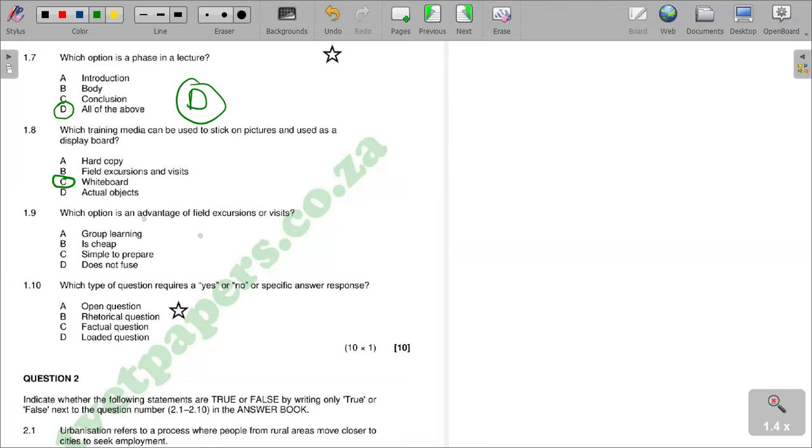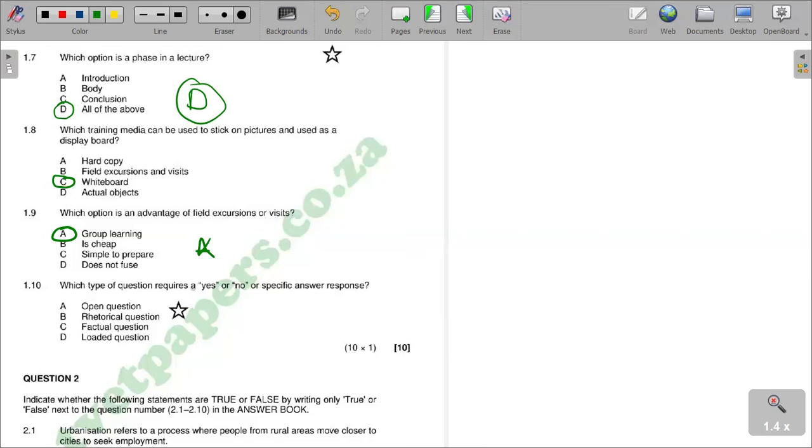Which option is an advantage of field excursions or visits? We have what you call an advantage of a field visit: people are learning as a group. Group learning, which is A, right? Right, let's go to 1.10.